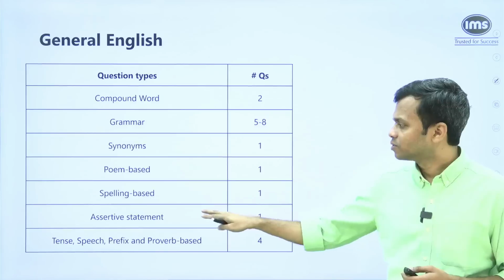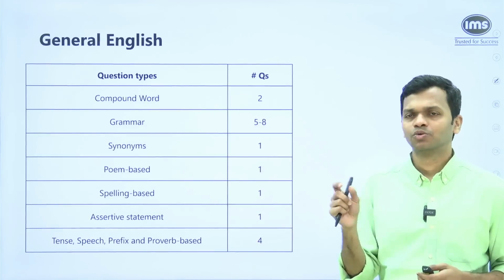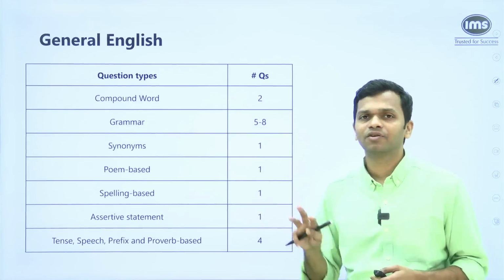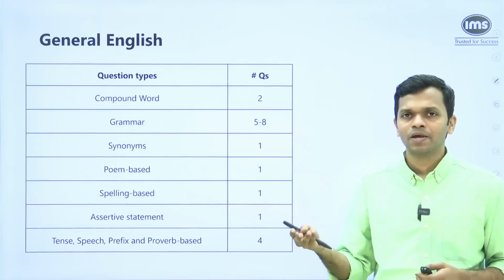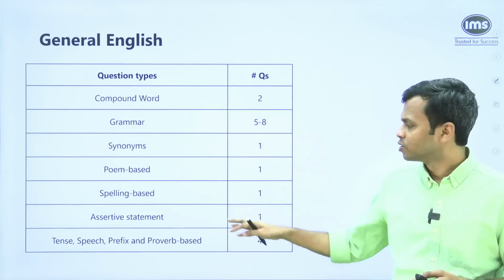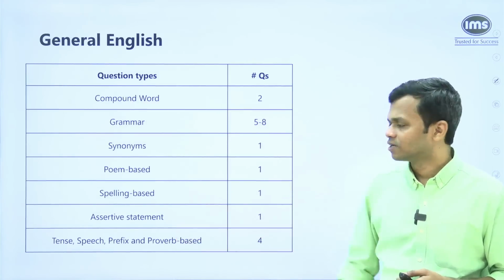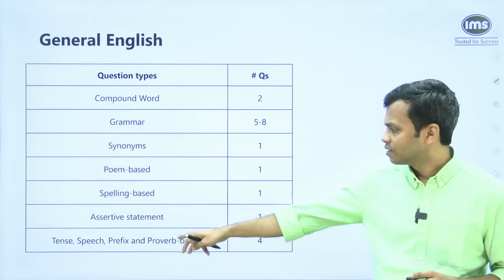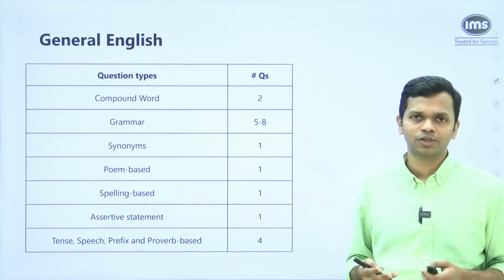Then change the tone. A lot of times they ask you to change from active voice to passive voice, or they ask you to identify the tone, or which of the following is an assertive statement. So statements are given and you have to identify which is the assertive one. They can give a different tone there instead of assertive as well. And then, as I said, converting from passive voice to active voice and all of that. And then questions related to prefix and then proverb based and so on and so forth, right?